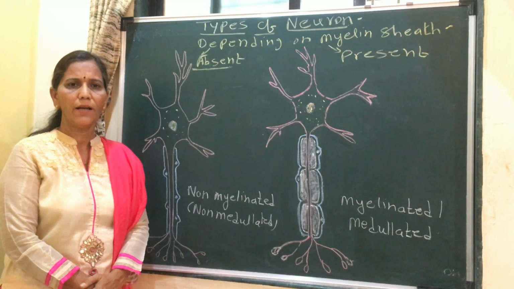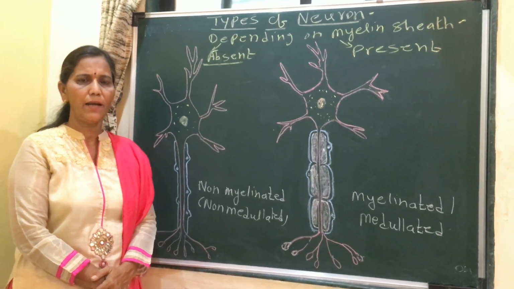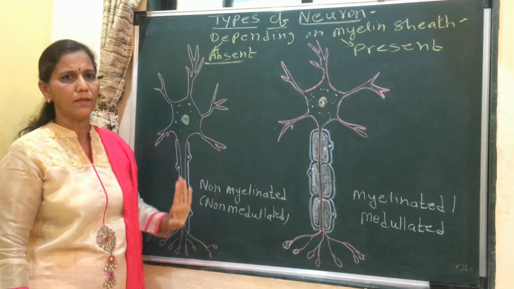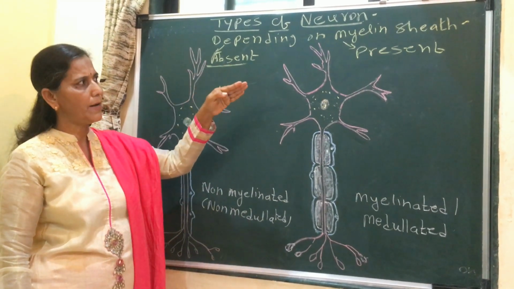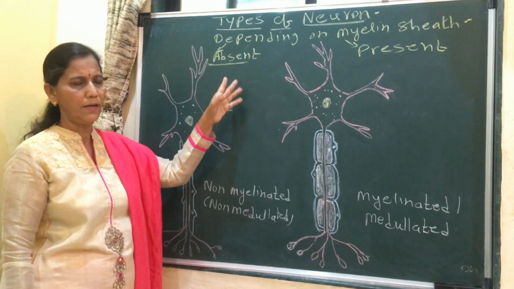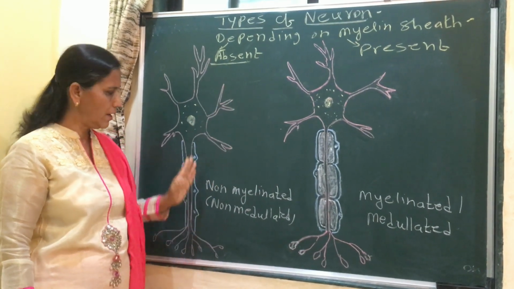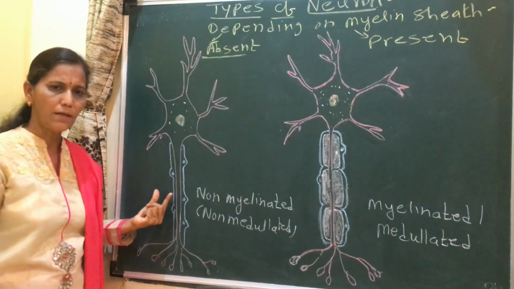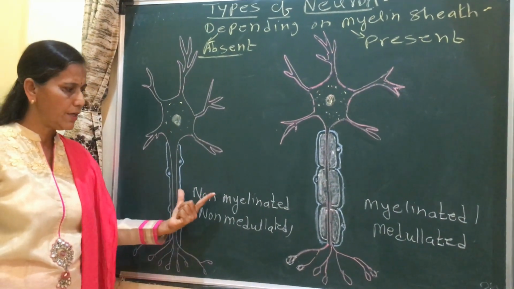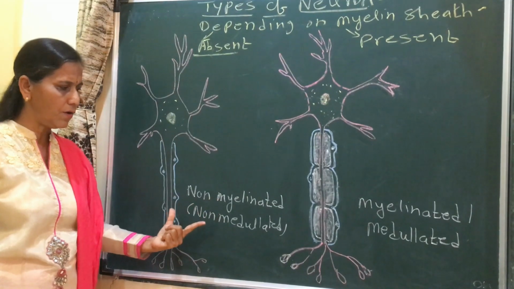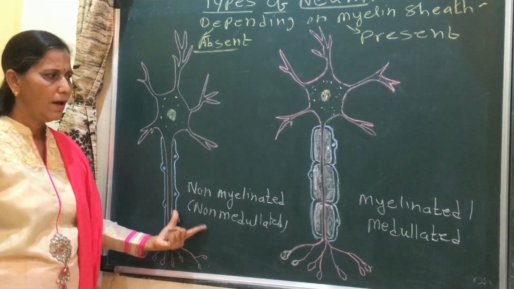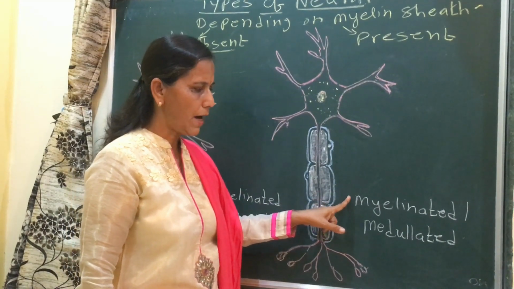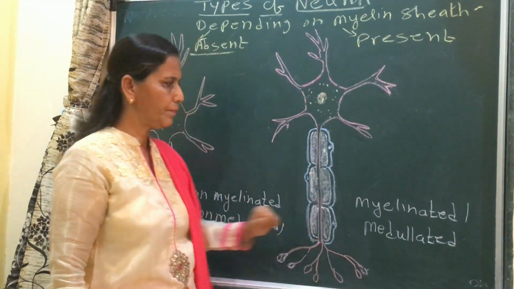Criteria are used for the classification of neurons. The first criterion is the presence or absence of the myelin sheath. Depending upon whether the myelin sheath is present or absent, two types of neuron are there. Here, the myelin sheath is absent, and such a neuron is called a non-myelinated or non-medullated neuron. If the myelin sheath is present, that neuron is called a myelinated or medullated neuron.